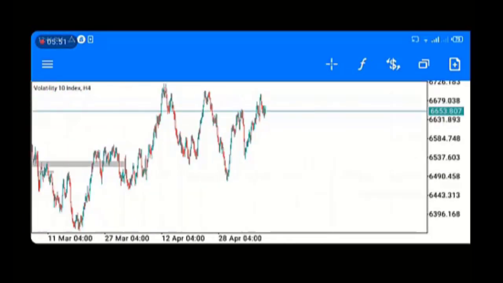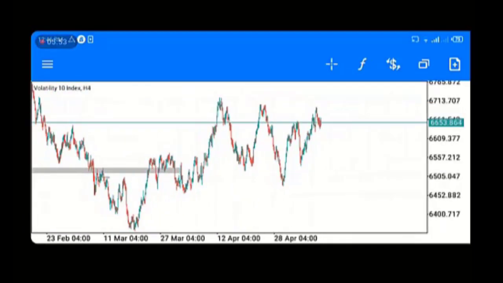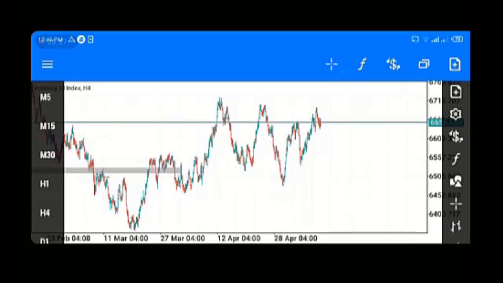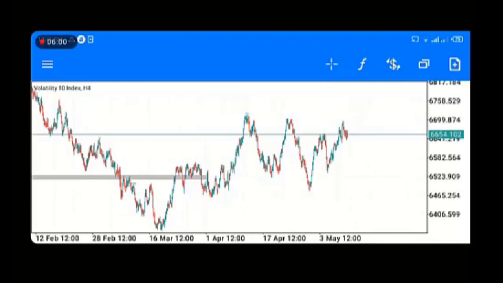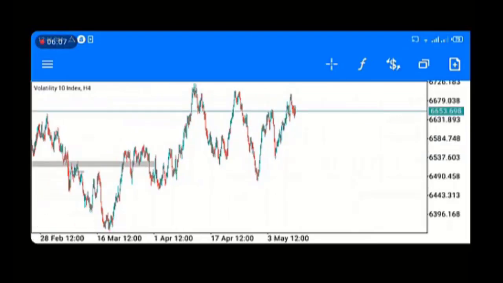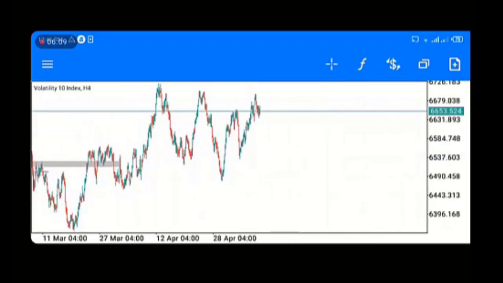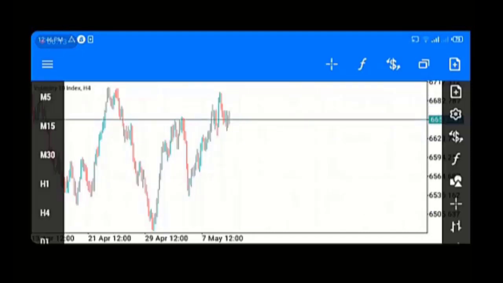Okay, so this is what I have on the 4-hour. On the 4-hour as well, we see what is happening. The market was at a point bullish, changed phase to bearish, changed phase to bullish, changed phase to bearish, and then we have the market stopped in this particular location. We have the market stopped in this particular arena.